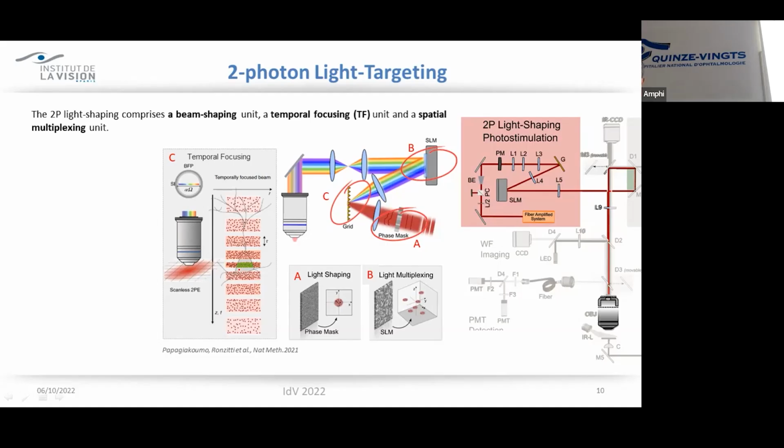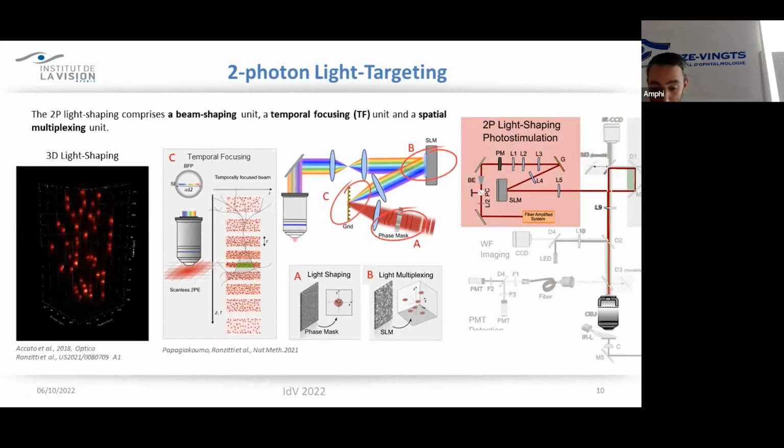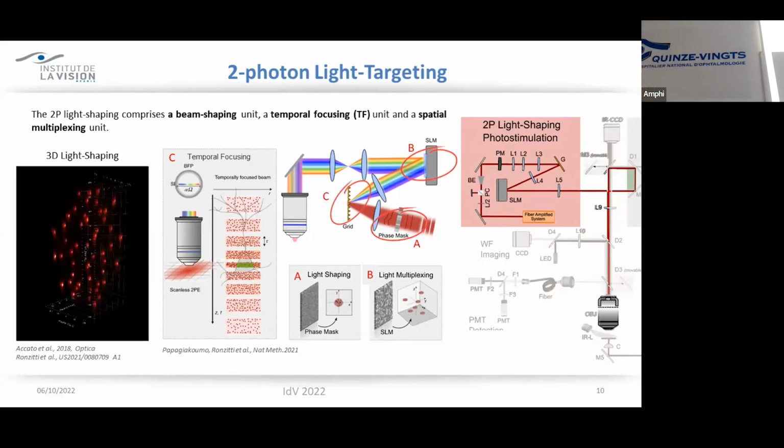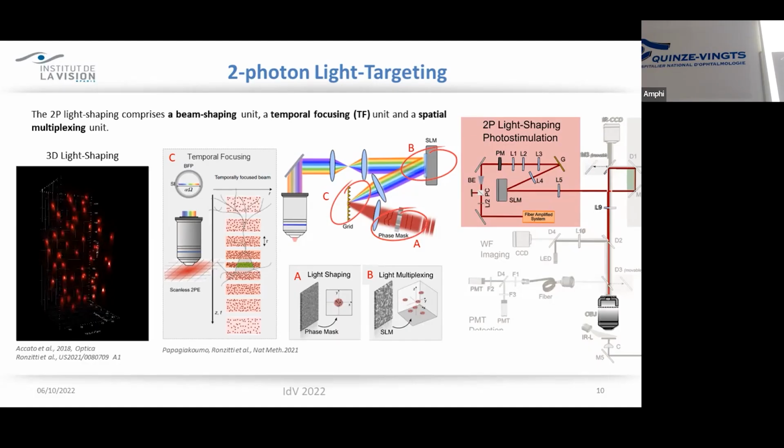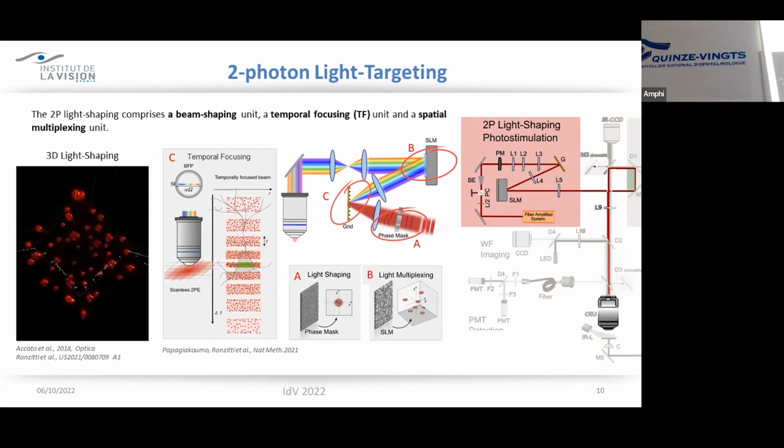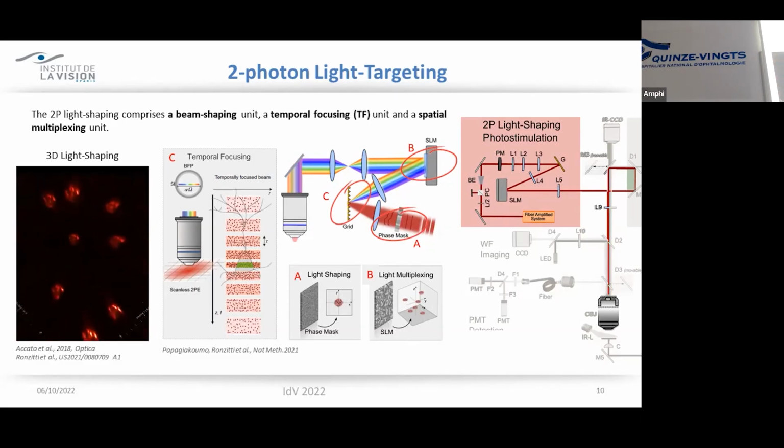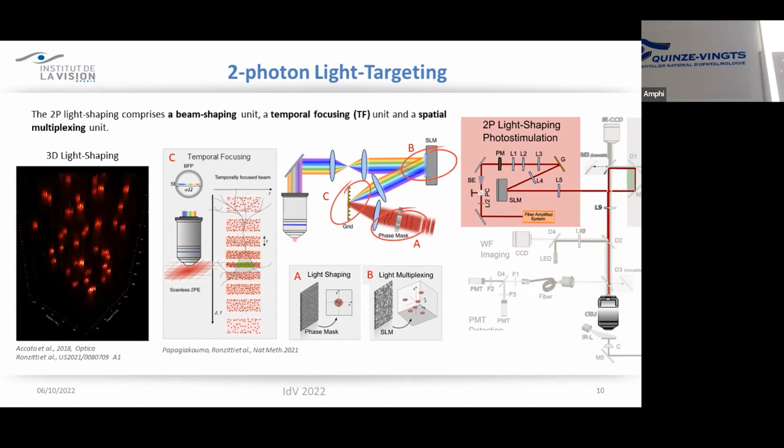in a certain location of the focal plane. Okay, so with these three ingredients, we could produce some light-targeted spots. Here is an example in volumes of about 200 by 200, a few hundreds microns laterally, and a few hundreds microns axially. In this case, remember, it is 300 by 300 by 500 micron.